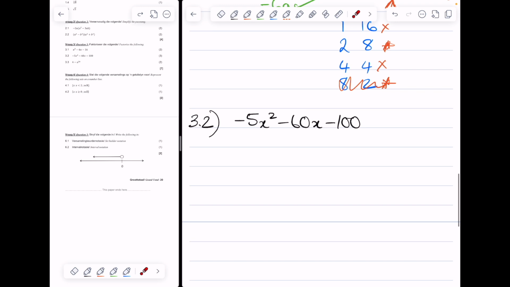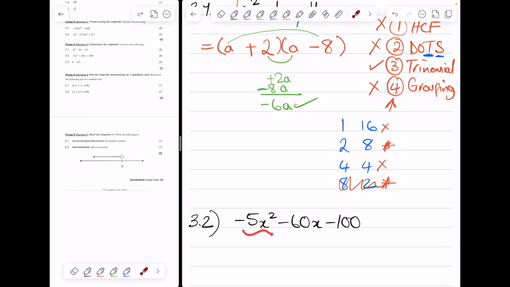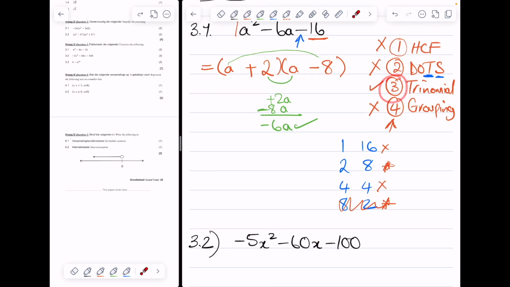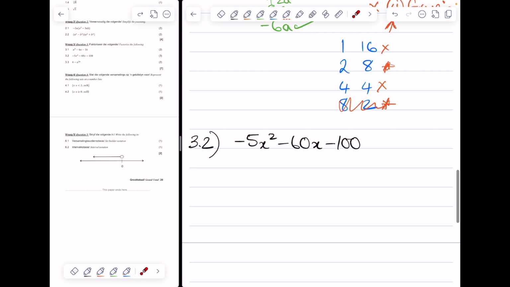And this again is a good example of you identifying that this has the form of a trinomial, but you shouldn't necessarily jump straight to number 3, because the golden rule says that we need to check first if there's a highest common factor. And is there one? If you look at these 3 terms, it seems like there's something in common here with the 5, the 60, and the 100. Those numbers, they work nicely together.